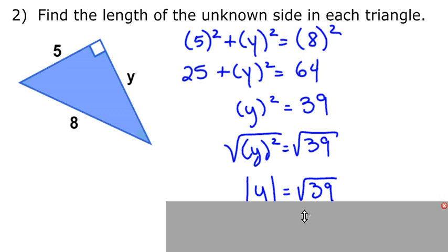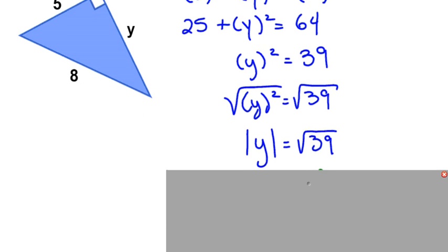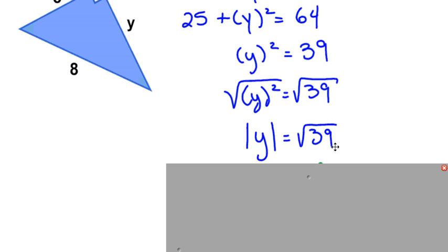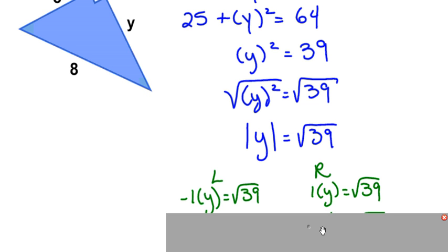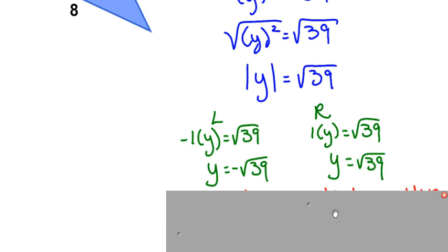And then we want to think about the square root of 39. Does that have any perfect square factors? It doesn't, so we're going to leave that as is. We do have to travel this distance left and right from 0, though, to see what we end up with. If we go left, that distance of the square root of 39, we'll have a negative square root of 39. And if we go to the right, we'll have a positive square root of 39.